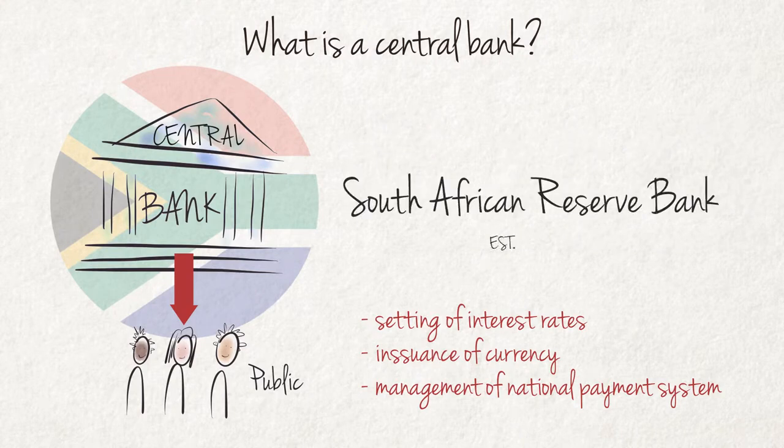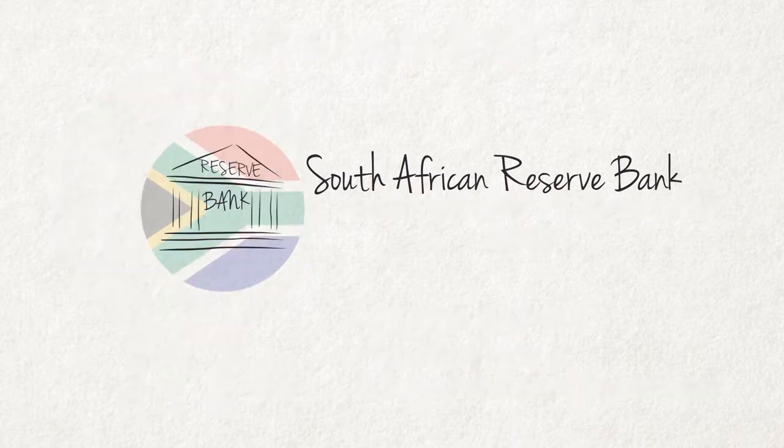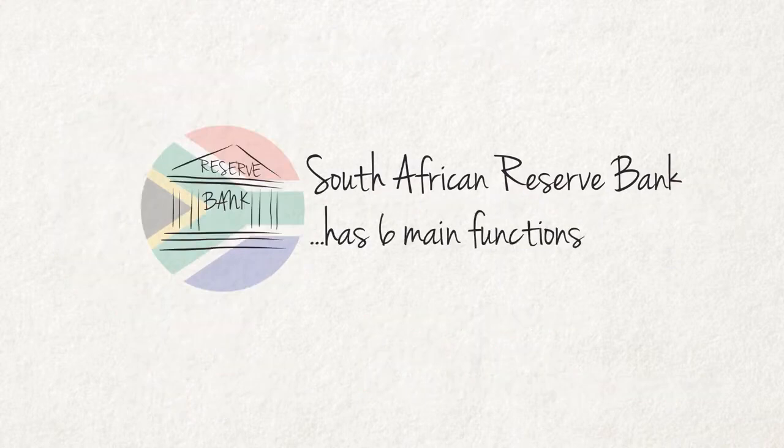It was established in 1921 and is responsible for a wide range of services. The South African Reserve Bank has 6 main functions, which will be briefly discussed next.